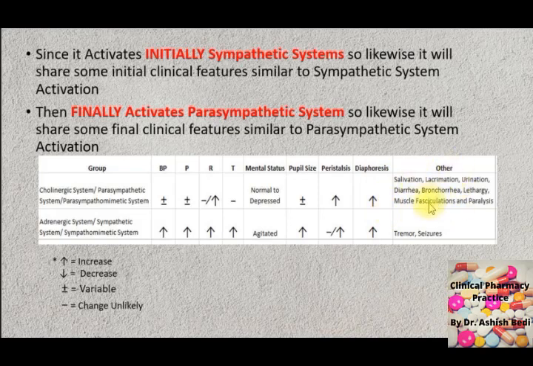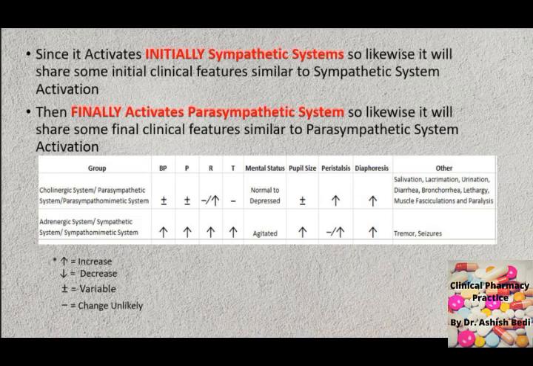And other things we can understand by SLUDGE that I already told: if the cholinergic system or parasympathomimetic system activates, we can see SLUDGE. S for salivation, L for lacrimation, U for urination, D for diarrhea, G for GI upset, E for emesis. Okay, SLUDGE up to this only. Then we will also see muscle fasciculations and paralysis. We can add these things also, because SLUDGE doesn't cover all the clinical features.